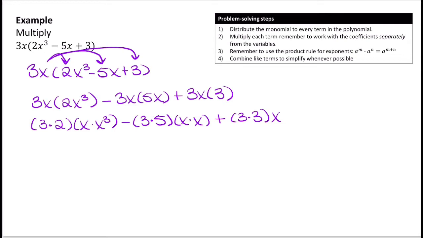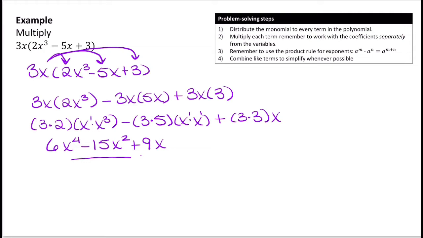So 3 times 2 gives us 6. Remember, x by itself is x to the 1, so I'm going to add my exponents, which gives me x to the 4th. Minus 3 times 5, which is 15. x times x is x to the 1 and x to the 1, so when I add them together, I get x squared. Plus 3 times 3, which is 9, and then I have x.